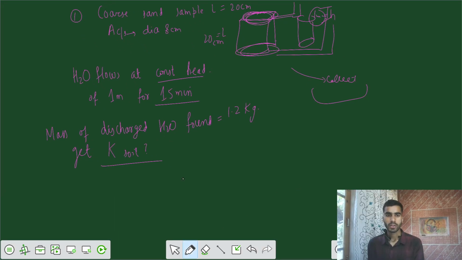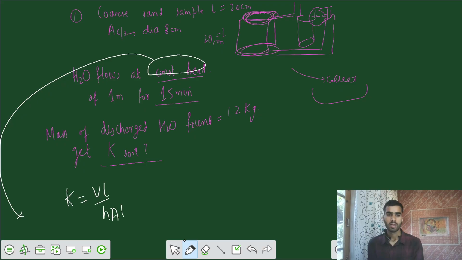So we have the equation for the constant head permeability test: K equals VL by hA. From the relation Q equals KiA, and Q by t is actually V, we can write this equation. Your volume collected is actually Q by t, and that's actually KiA by t.